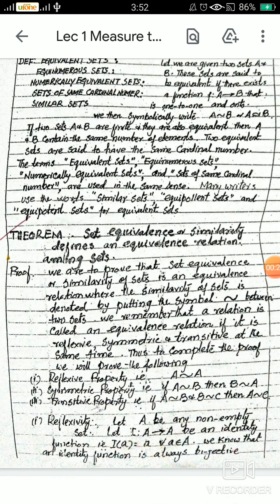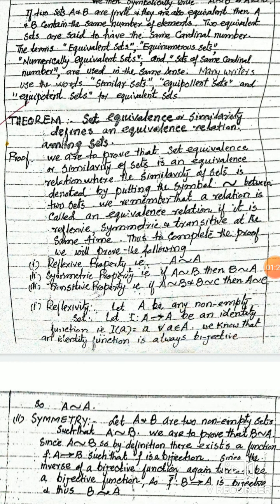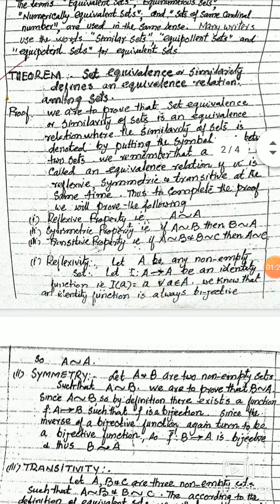Reflexive property, that is A is equivalent to A. Symmetric property, if A is equivalent to B then B is equivalent to A. Transitive property, if A is equivalent to B and B is equivalent to C, then A is equivalent to C.